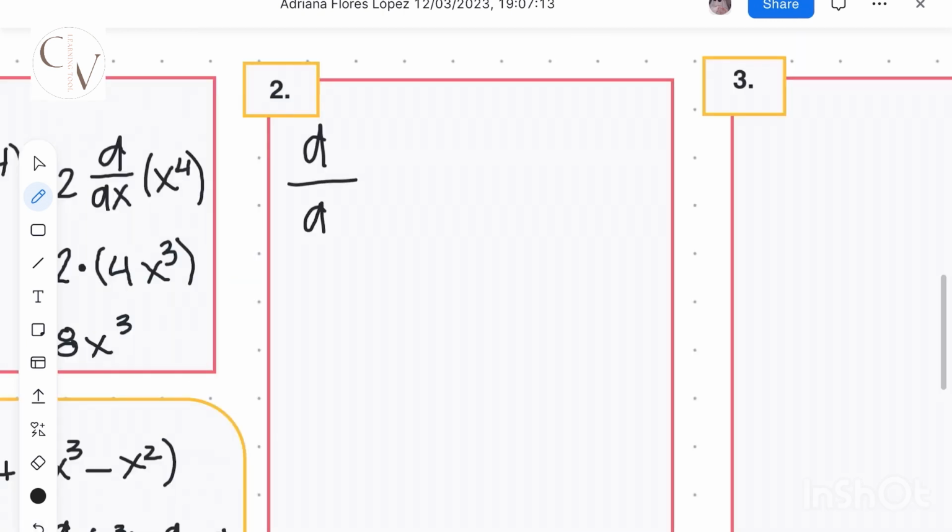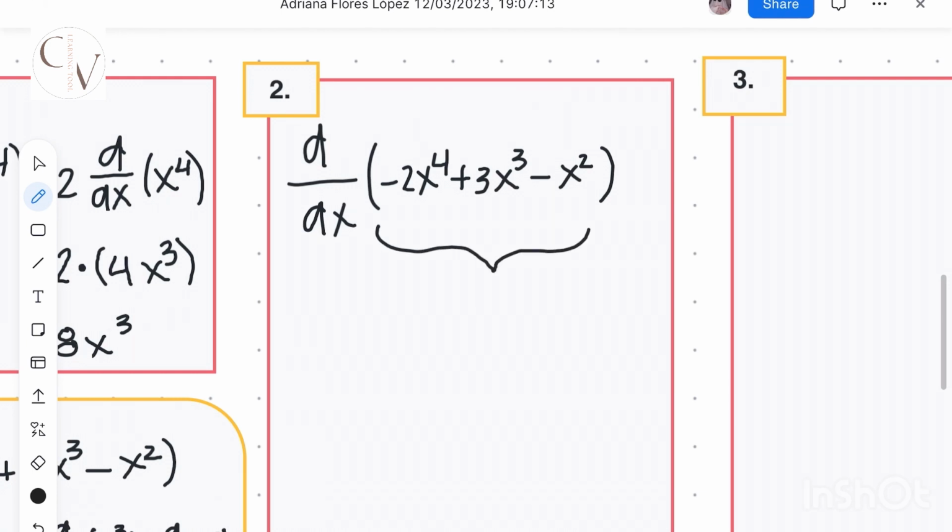Following the steps, you can see now that our main function, or original function, which is 2 minus 2x to the fourth power plus 3x to the third power minus x to the second power, would be becoming our new function like we made it in the step before, which is equal to negative 8x to the third power plus 9x to the second power minus 2x.